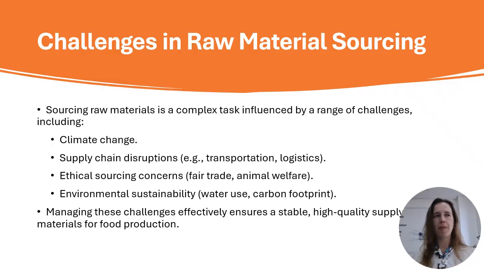We have these four main types of food sources, or raw materials, and we can link them with the challenge of having this raw material available. This is the connection that we may make related to climate change, supply chain, also some ethical concerns, environmental sustainability, and so on.